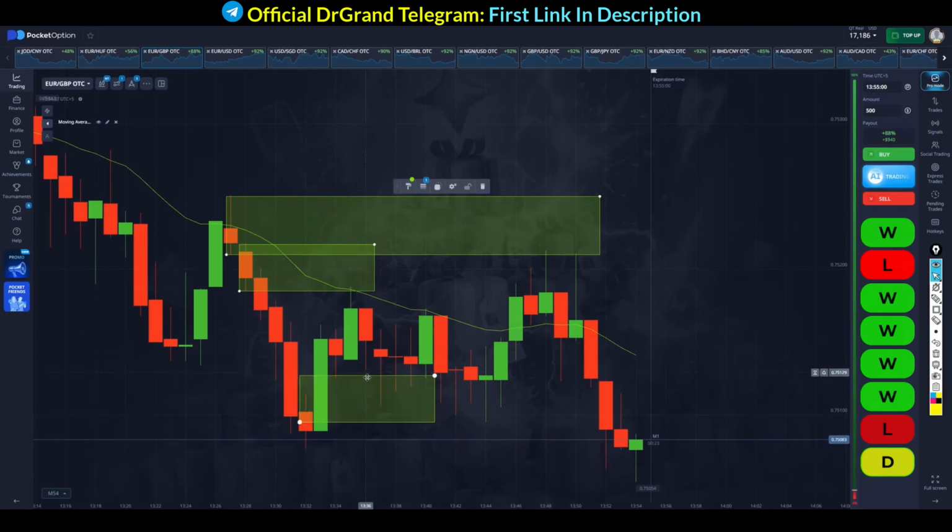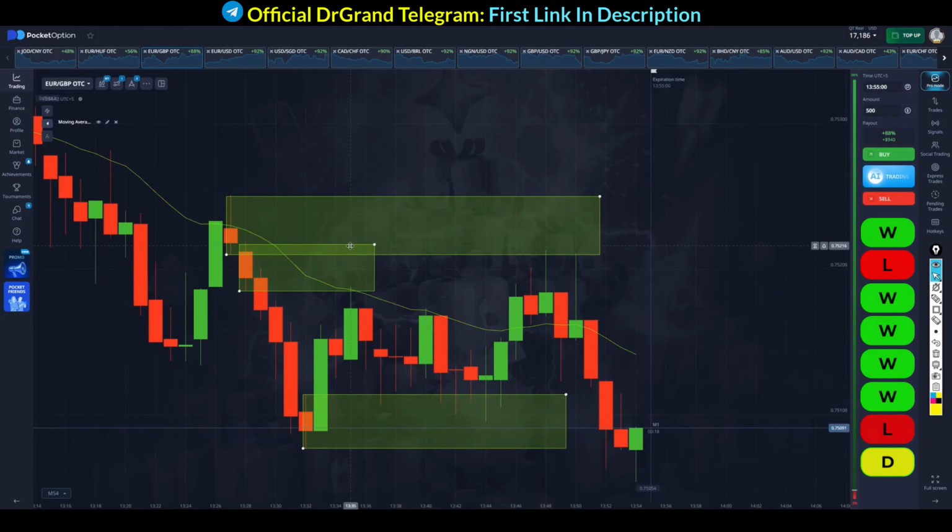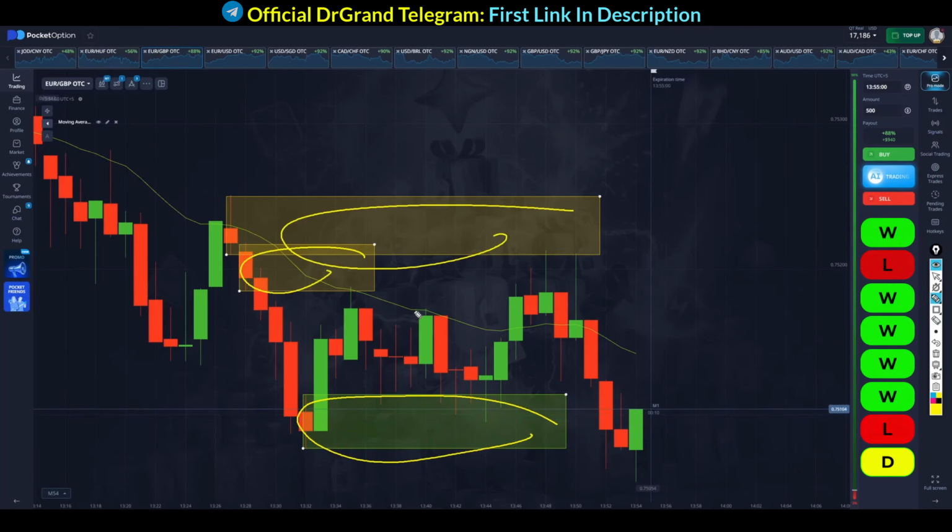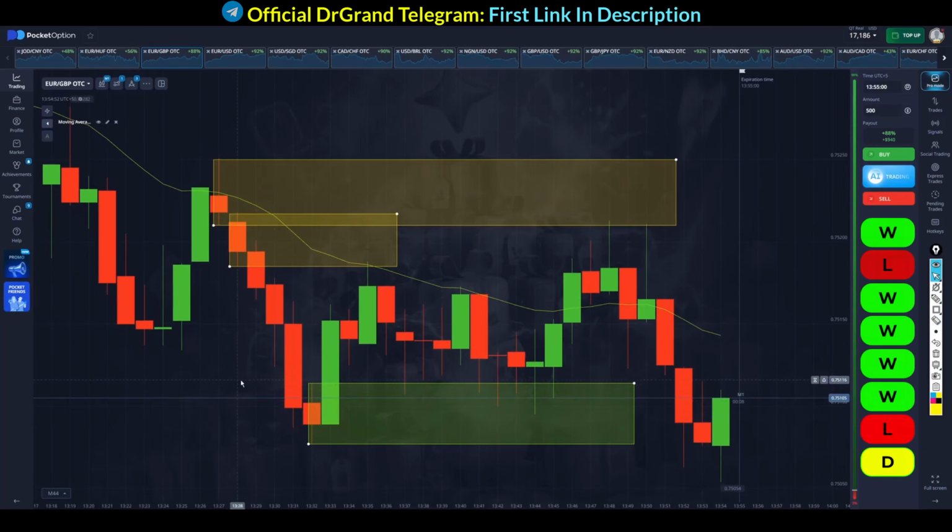I'll mark this one as well. Okay, so I will make this color and this one green. So we know that this is a buying order block and these are selling order blocks. What do we call an order block?